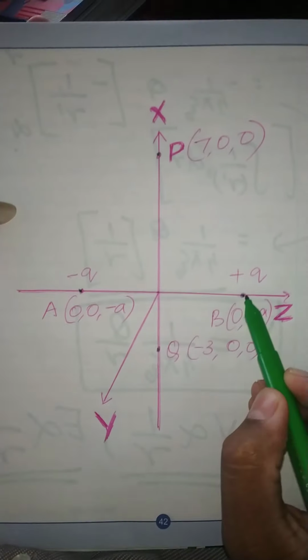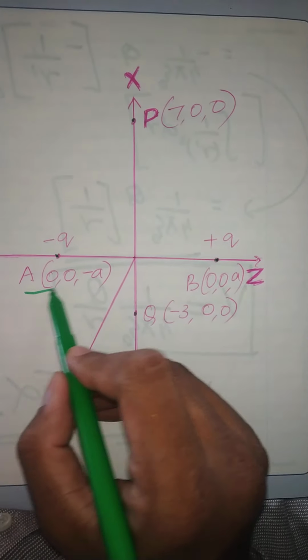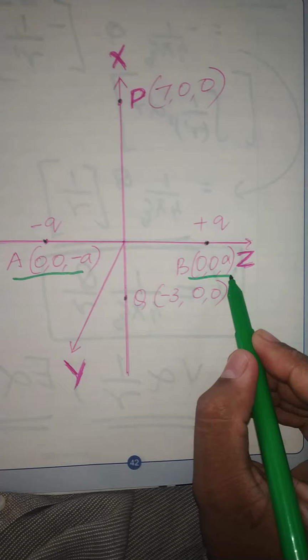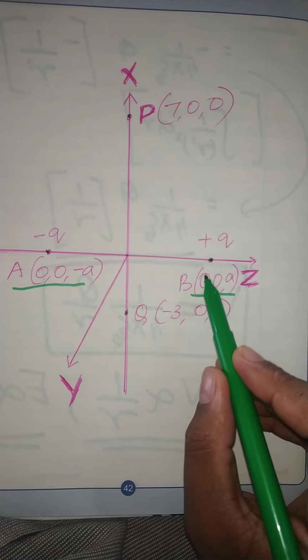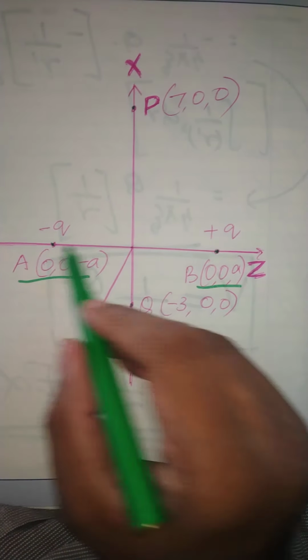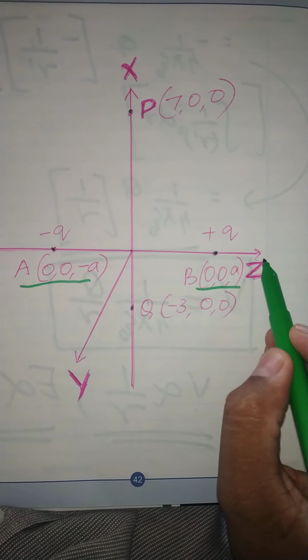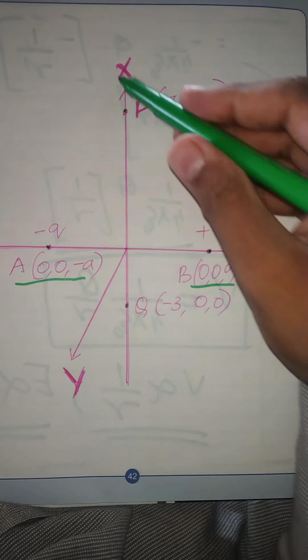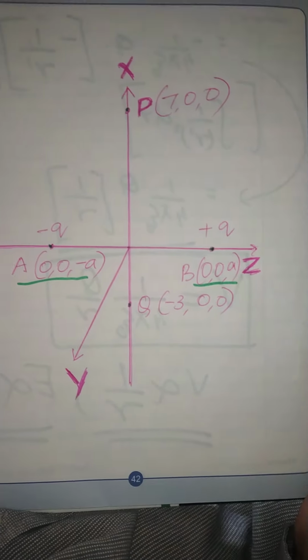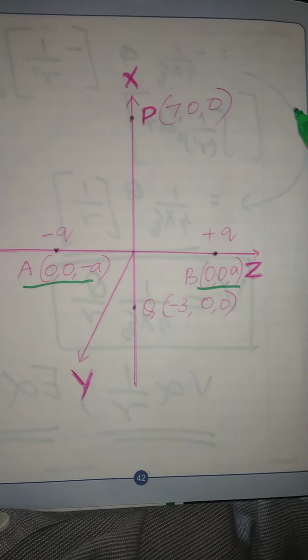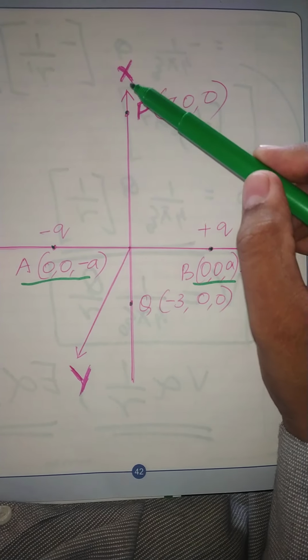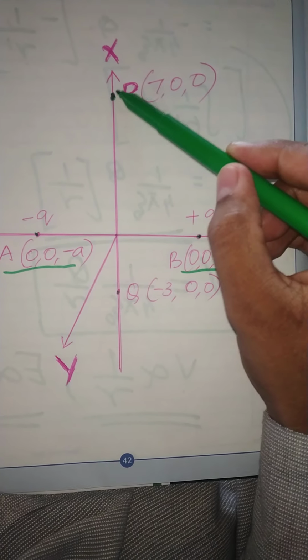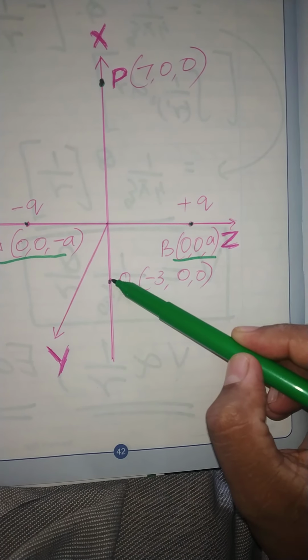This is minus Q, this is plus Q. Minus Q is at 0, 0, minus A, and the other one is at B, which is at 0, 0, A. So this is the place where I have kept it along the z-axis. Here is the x-axis, here is the y-axis. Now what they have asked is how much work is done in moving a test charge from point P. This is point P to, we are moving it to Q.